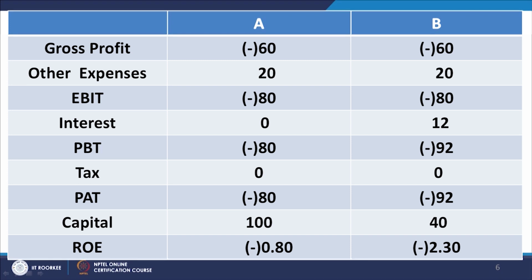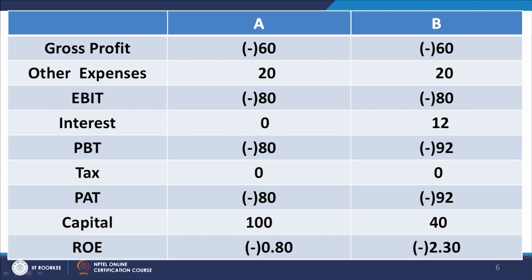Now, obviously, if you assume that the companies don't pay any tax, then the negative return on equity will be minus 80 divided by 100, that is 80% negative for company A, whereas for company B it will be minus 92 divided by 40, which comes to 230%. So, again note how this is being magnified by the introduction of debt.